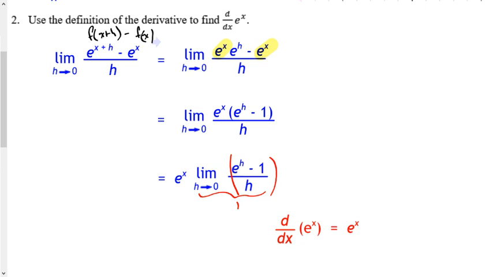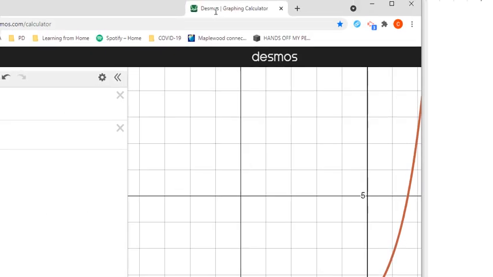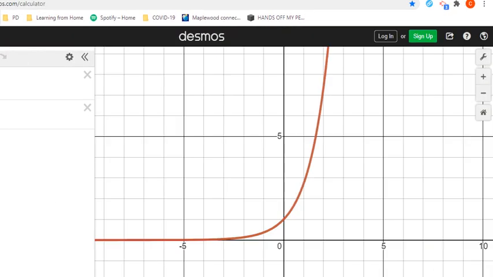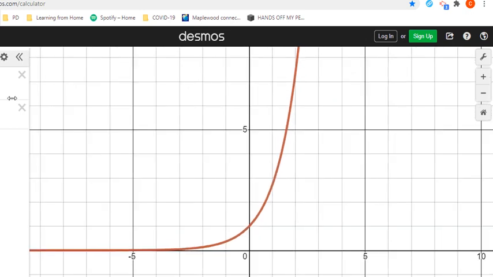What does this mean? It means for this graph, if I was to graph y equals e to the x, the slope at any point would equal the y value at that point. Well, let's look at Desmos here. So here, can't see it, but this is the graph of y equals e to the x.